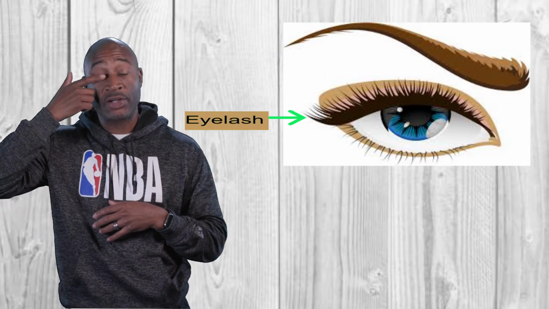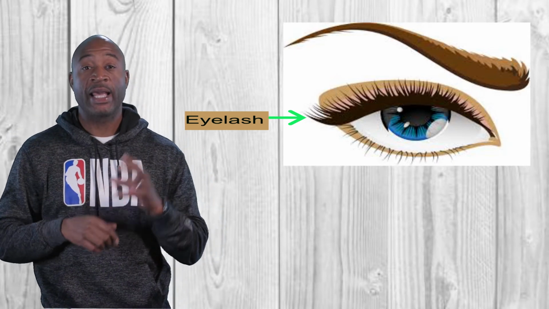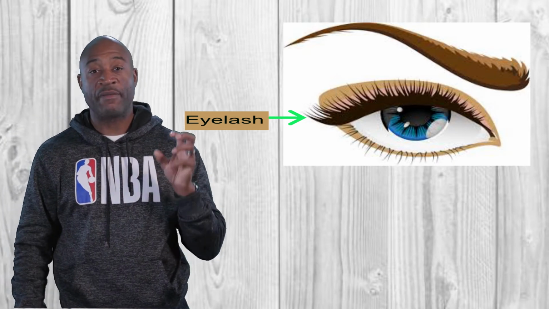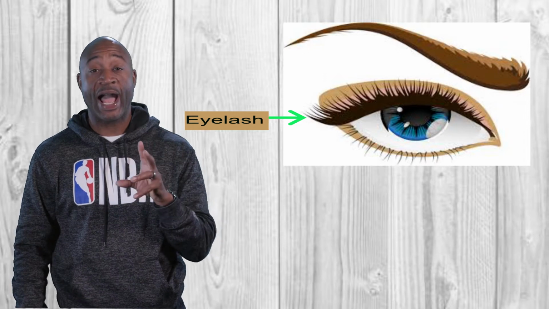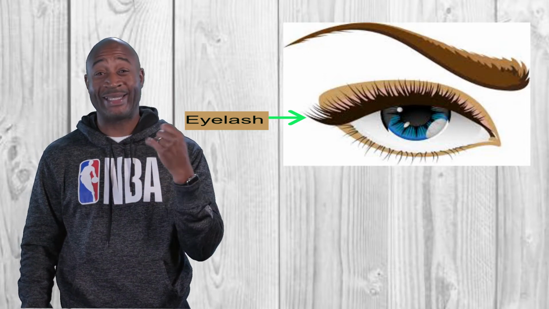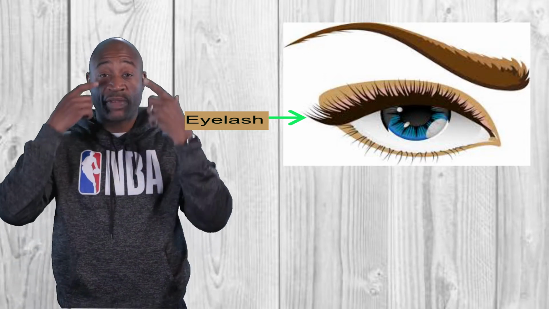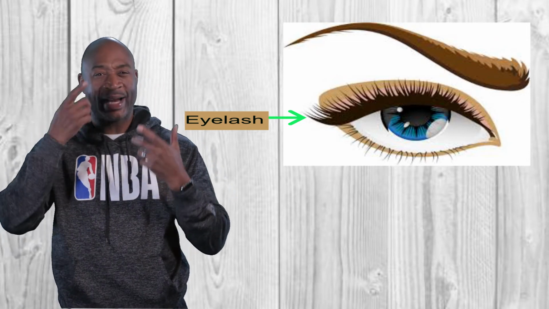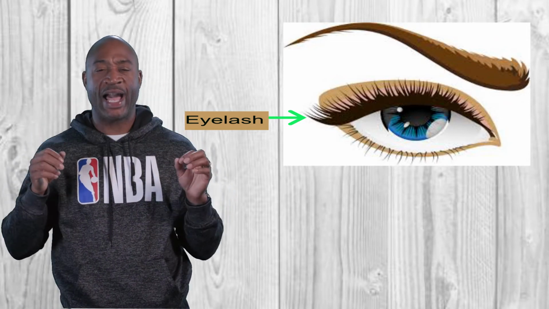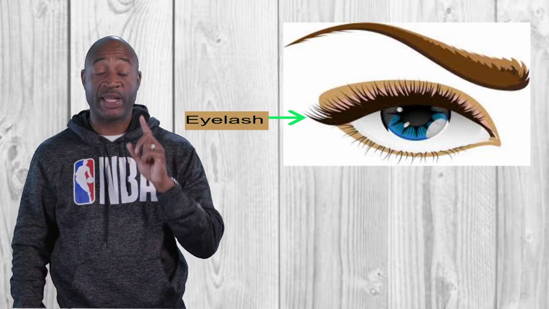Number 4, that is the eyelash. Those are little hairs on the tip of your eyelids. And the function or the job of the eyelash is to protect your eyes from small particles like dust or sand. So without your eyelashes, you would have a lot of dust and a lot of crazy funky things in your eyes that would just irritate your eyes. So we need our eyelashes.